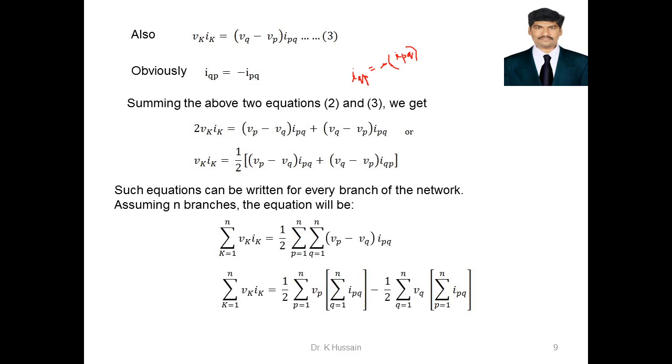Sigma k equal to 1 to n, Vk Ik. Here, one is the P node and another one is the Q node. That's the reason there are two sums here, sigma P and sigma Q, with P equal to 1 to n and Q equal to 1 to n. Same product we are taking here, Vp minus Vq into Ipq, only the current is reversed.